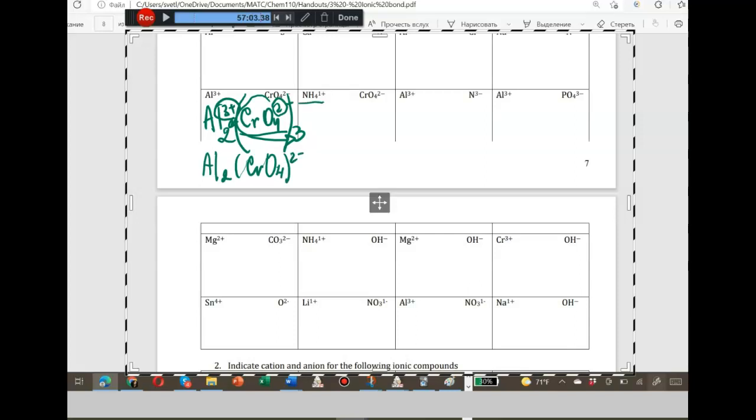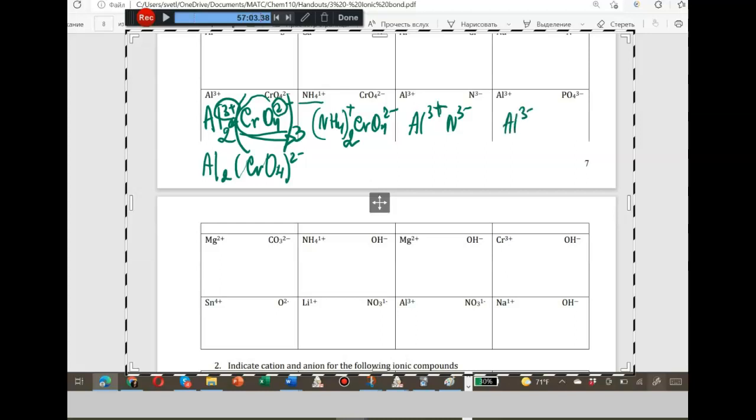Okay, another one. This is actually the ammonium cation, NH4. It's a polyatomic cation, NH4 plus, and CrO4 2 negative. You can see this is 1, this is 2. So 2 goes here and 1 goes here. When it's 1, we don't need to use parentheses. So aluminum 3 plus and N 3 negative. The same amount of positive and negative charges, so they equal each other. That means that we don't need to use any subscript here, and it's neutral.